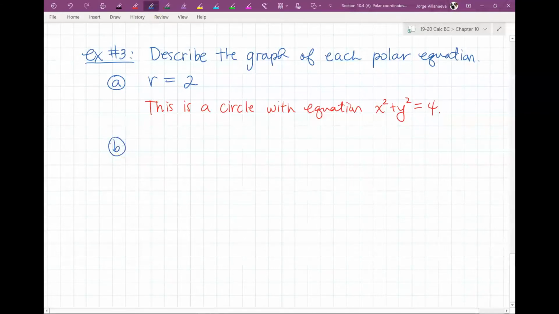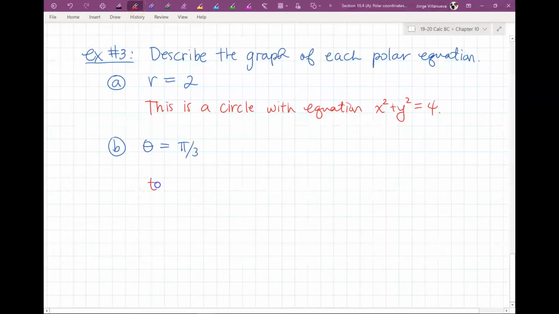B. Theta equals pi over 3. Still easy, but I don't think it's as easy as r equals something. Anybody give me a guess on what kind of graph this would be? Huh? It would be a line. Because notice they don't mention anything about its length, right? They just say whatever it is, it's at an angle of pi over 3 at all times. Okay? So how do we figure out the formula for it?